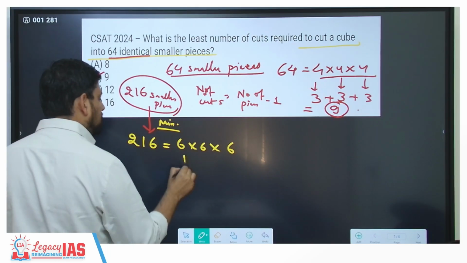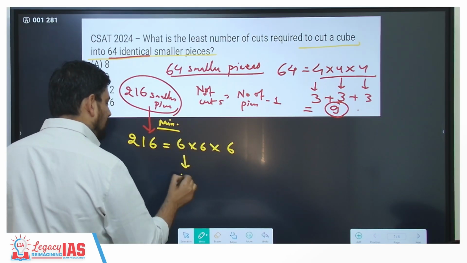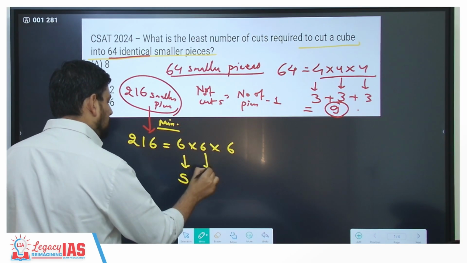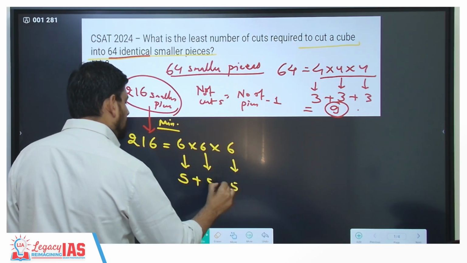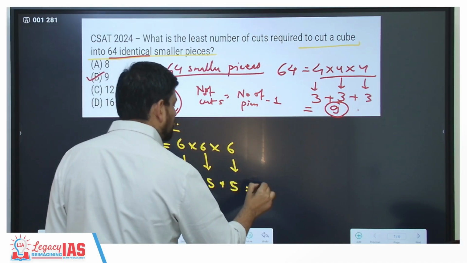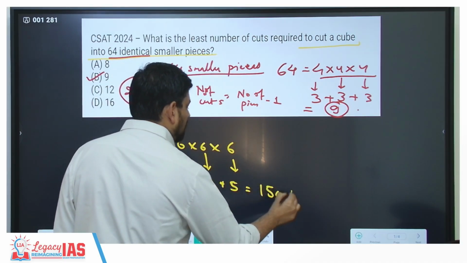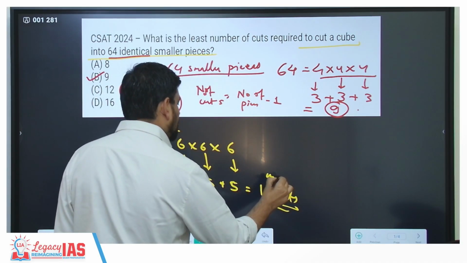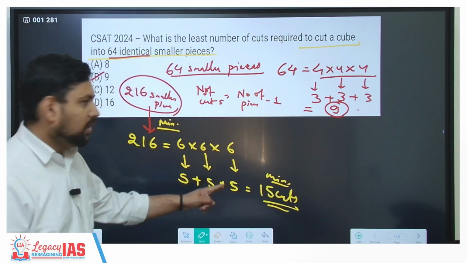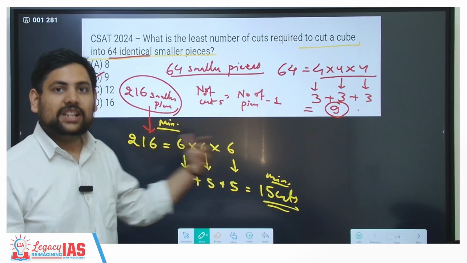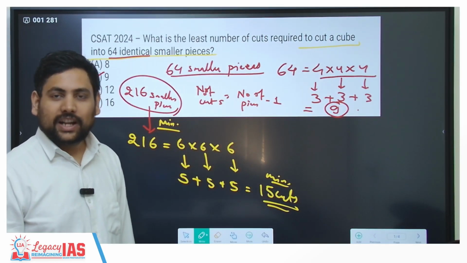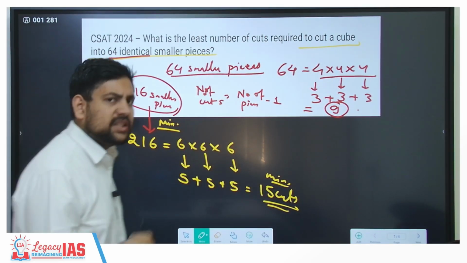Now how many cuts do I need here? For the length side 5 cuts, for the breadth side 5 cuts, and for the height side 5 cuts. So 5 plus 5 plus 5 is equal to 15 cuts. This is the minimum number of cuts required to cut any large cube into 216 smaller cubes. Understood? So this is how you do it.